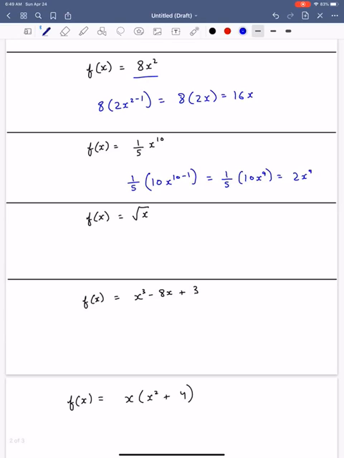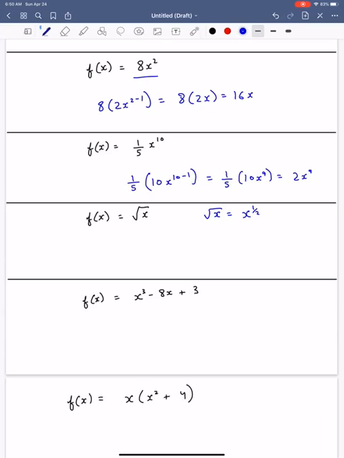Here, now, you might stumble on this at one point. How do you do this? Well, this is where you have to remember that the square root of x can also be written as x to the power of 1 over 2. That makes it easier. Now you just follow the power rule here again.